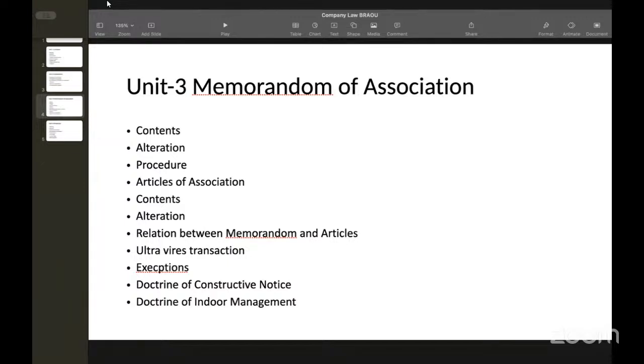A relation between MOA and AOA. The MOA and AOA are independent yet distinct. The MOA sets the foundation, while the AOA builds the operational framework. In that we have two, that is subordination and complementary role.